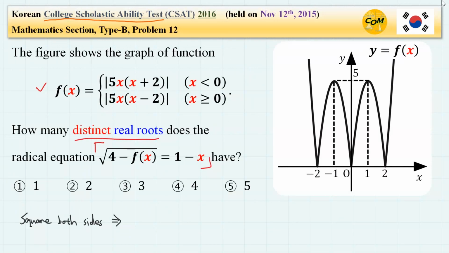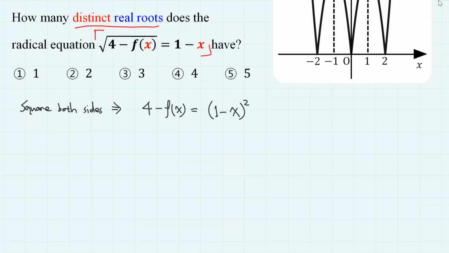Alright, so the first thing we have to do is to square both sides to remove the radical. Then we have 4 − f(x) equals (1 − x) squared. So we have −(x − 1) squared + 4 equals f(x). We only have to find the number of distinct real roots, not the exact values of the roots themselves.